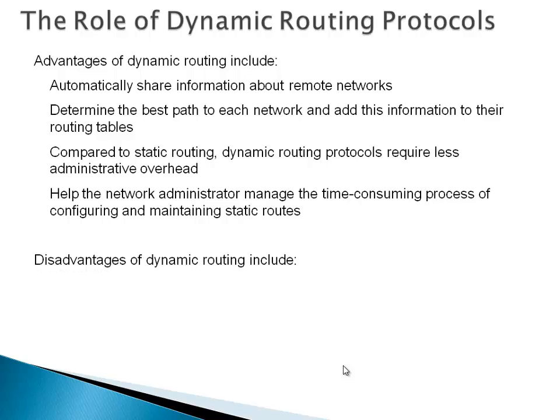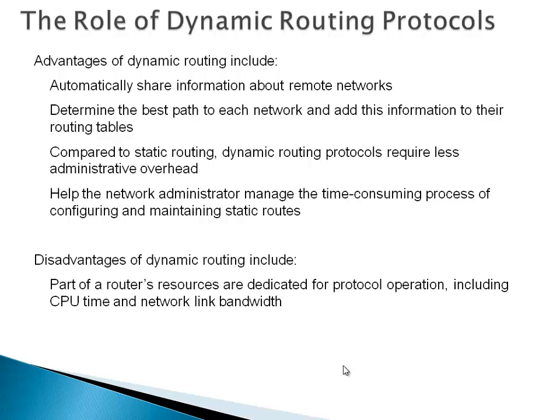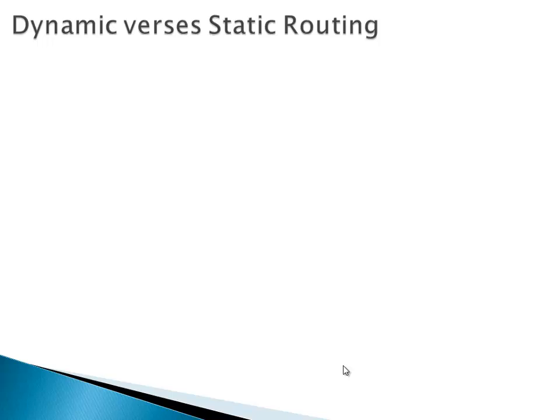Disadvantages of dynamic routing protocols include that part of the router's resources are dedicated to protocol operations, including CPU time and network link bandwidth. So some of the CPU time and network bandwidth is dedicated to the routing protocol, not to routing packets. Times when static routing is more appropriate: if you can enable only static routing, there's no point in having a dynamic routing protocol.